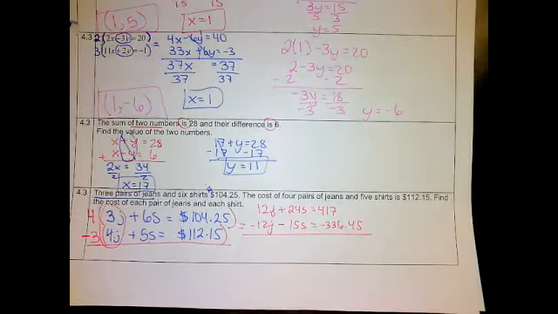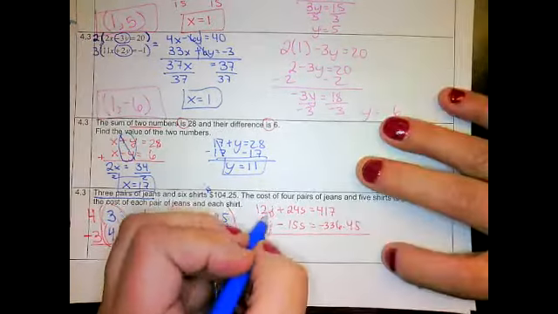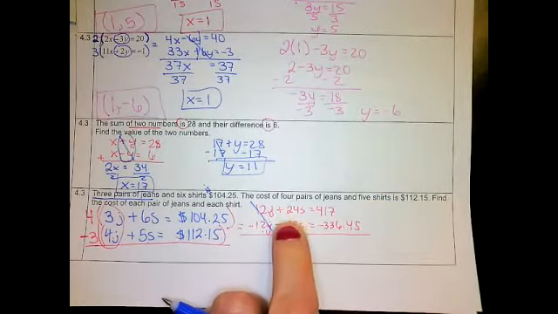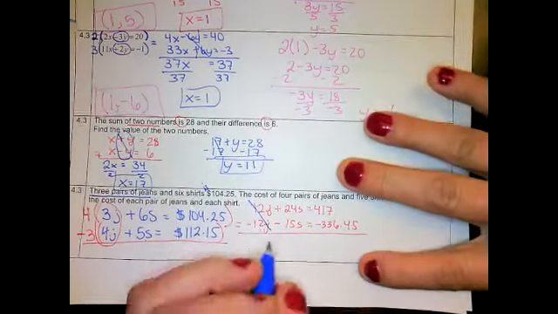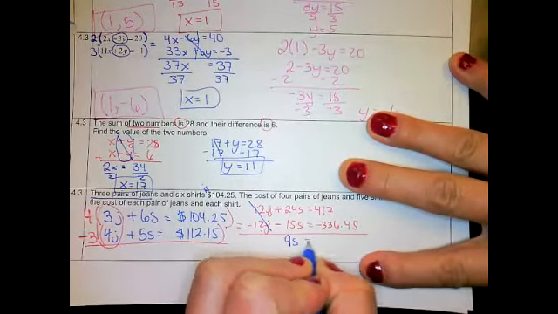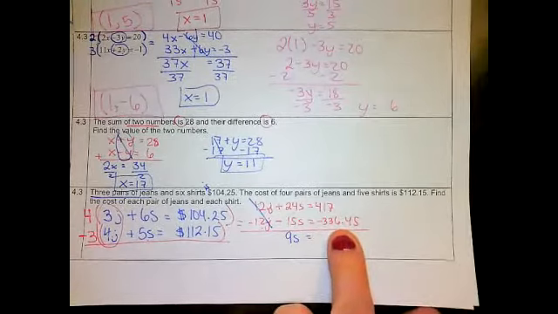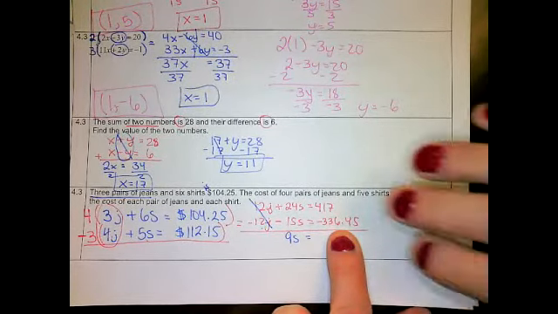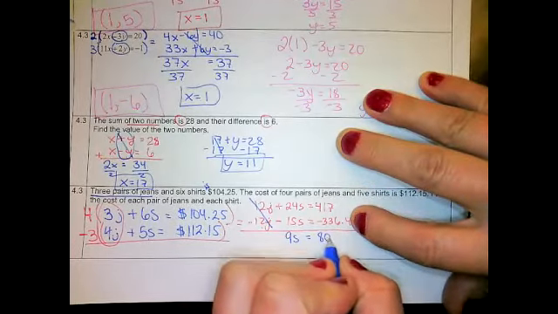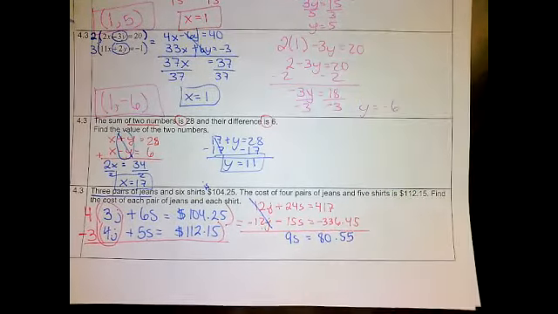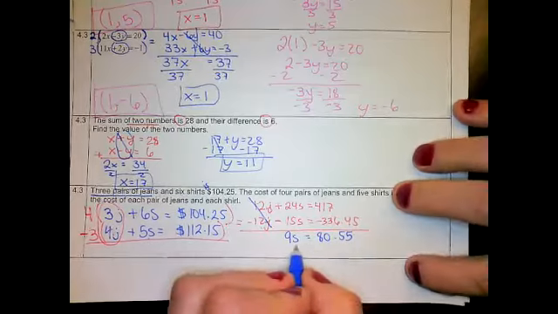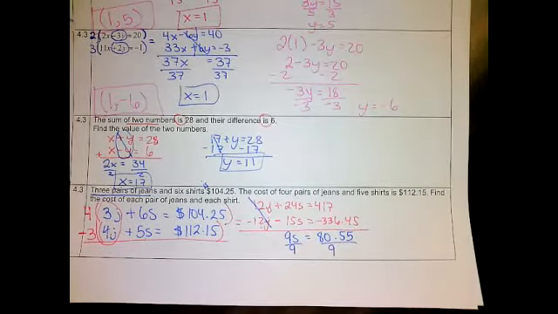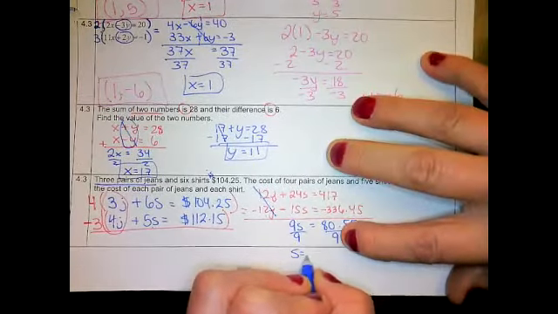Now I can combine those and I can figure out my costs. Okay, so my 12 and my negative 12 cancel. 24 take away 15 is 9. So I have 9 shirts equals 417 minus 336.45, $80.55. So that means that one shirt is $8.95.